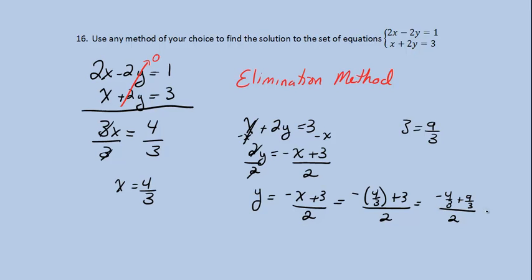Negative 4/3 plus 9/3 is equal to 5/3, all divided by 2, which is really 2 over 1. This will get multiplied here. The 1 gets multiplied here. So I get y equals 5 times 1, which is 5, all over 2 times 3, which is 6. So this gives us the final solution of (4/3, 5/6).